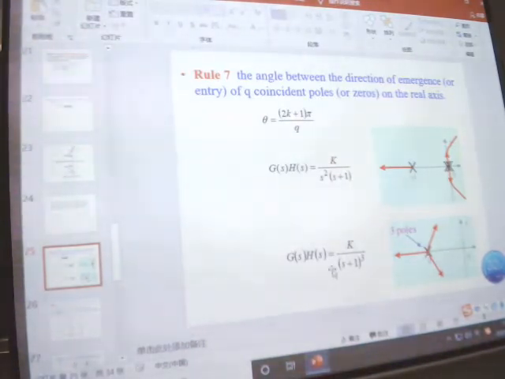We can see s equal to minus 1 is a repeated root. You can see here three poles on the same point.